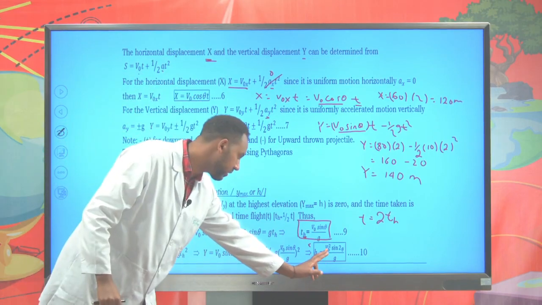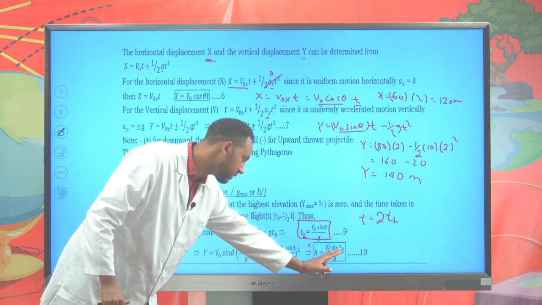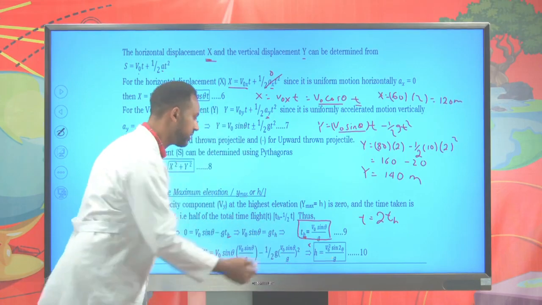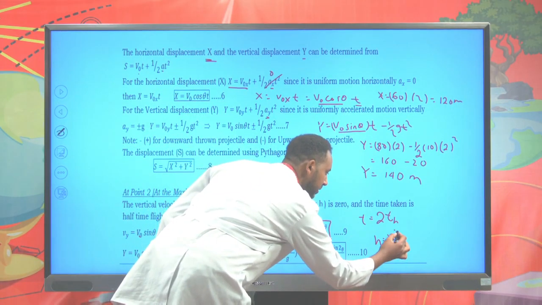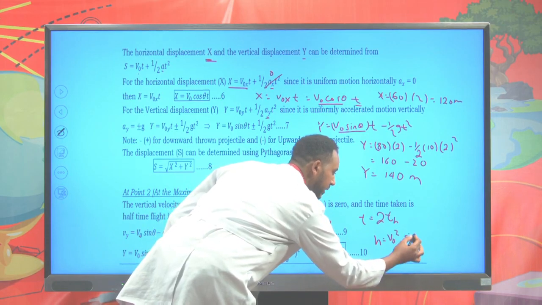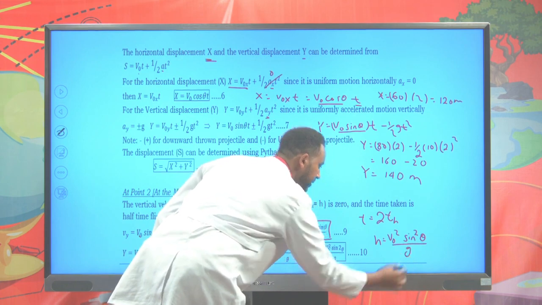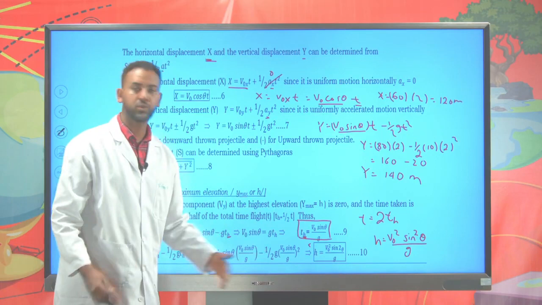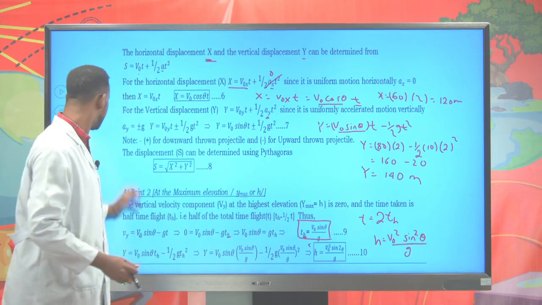So the initial velocity squared times sine squared theta, or sine theta squared, are all the same, over gravity g. Here, h maximum can be given as v naught squared sine squared theta over gravity g. Here we have such an equation, so it's possible to find the maximum possible height.